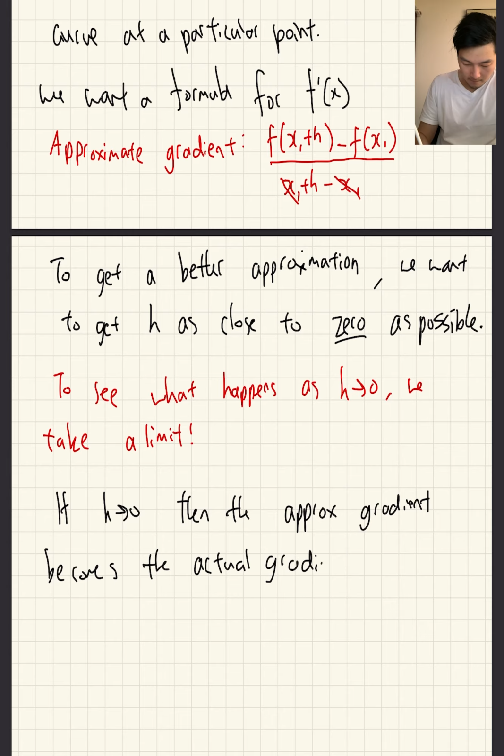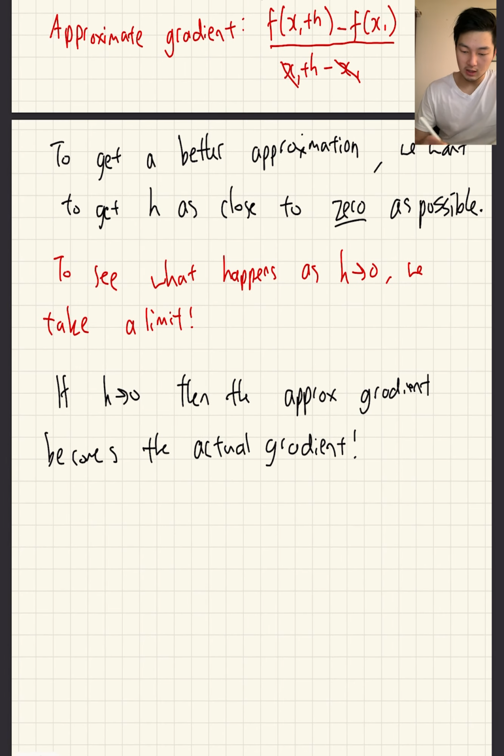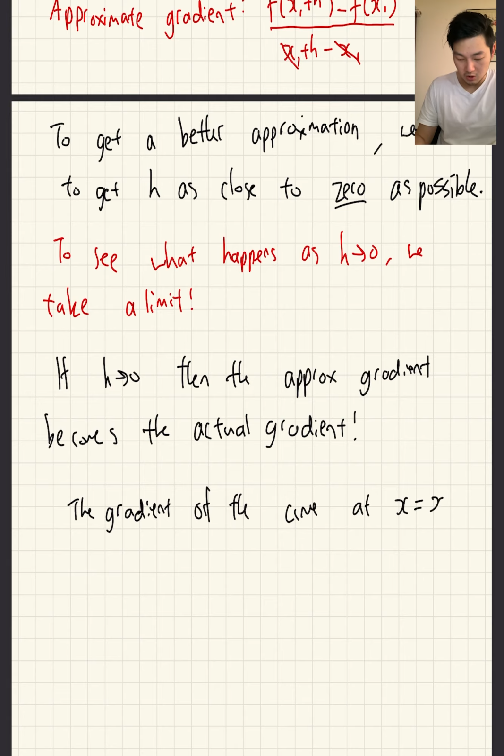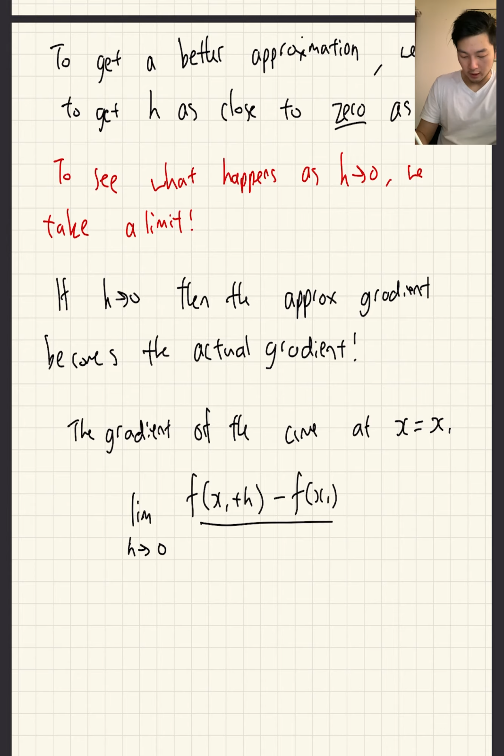Let's plug that into our formula. To take the limit as h approaches 0, all we need to do is stick limit as h approaches 0 in front of everything. So the gradient of the curve at x equal to x1, that particular point, becomes the limit as h approaches 0 of f of x1 plus h minus f of x1, all over h. And that's our first principles formula, but almost.